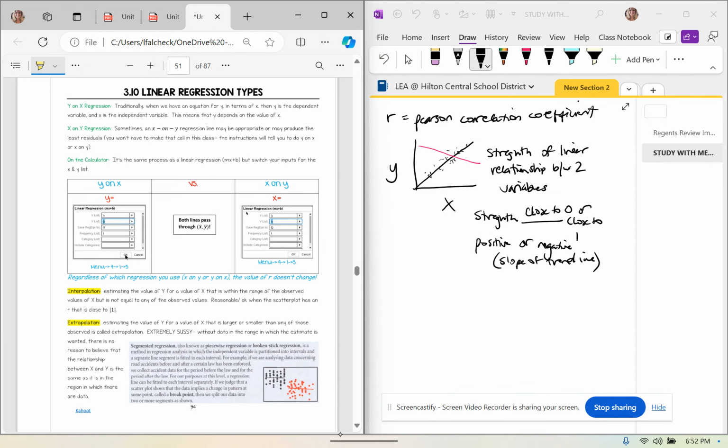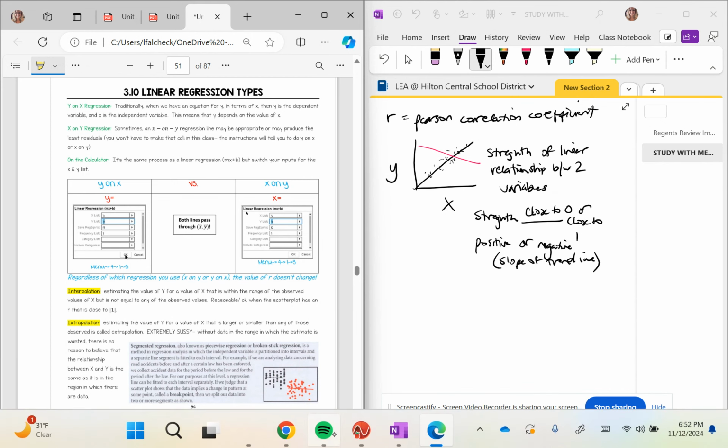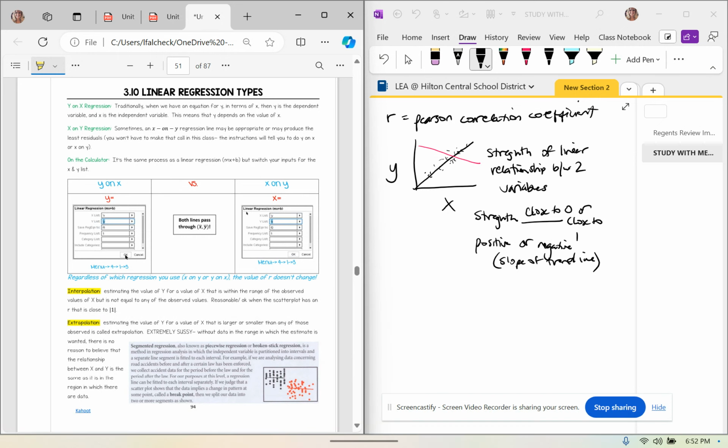You have to know the difference between linear regression types. So we have y on x, that's the traditional one, y equals mx plus b. And we have x on y, where you have x equals my plus b. It's the same process as a linear regression, but you switch your inputs for the x and y list when you do x on y.